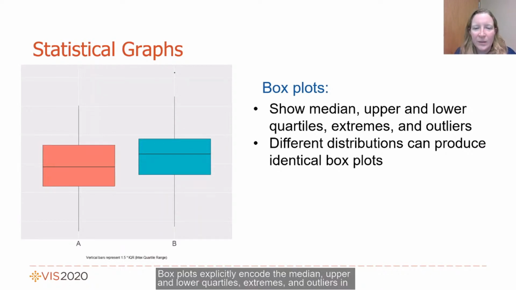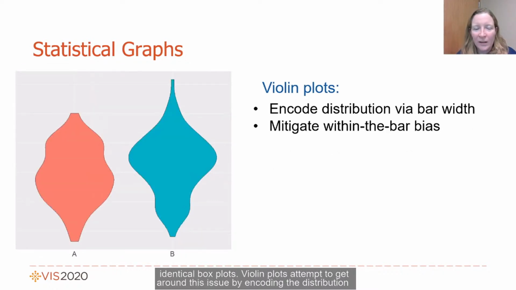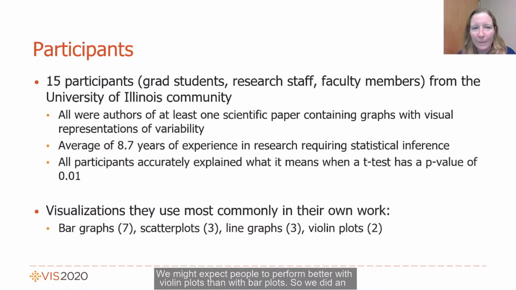Box plots explicitly encode the median, upper and lower quartiles, extremes, and outliers in the data set. But the problem with box plots is that different distributions can produce identical box plots. Violin plots attempt to get around this issue by encoding the distribution via the width of the bar. They've also been shown in prior studies to mitigate within-the-bar biases. We might expect people to perform better with violin plots than with bar plots. We did an experiment to test this.